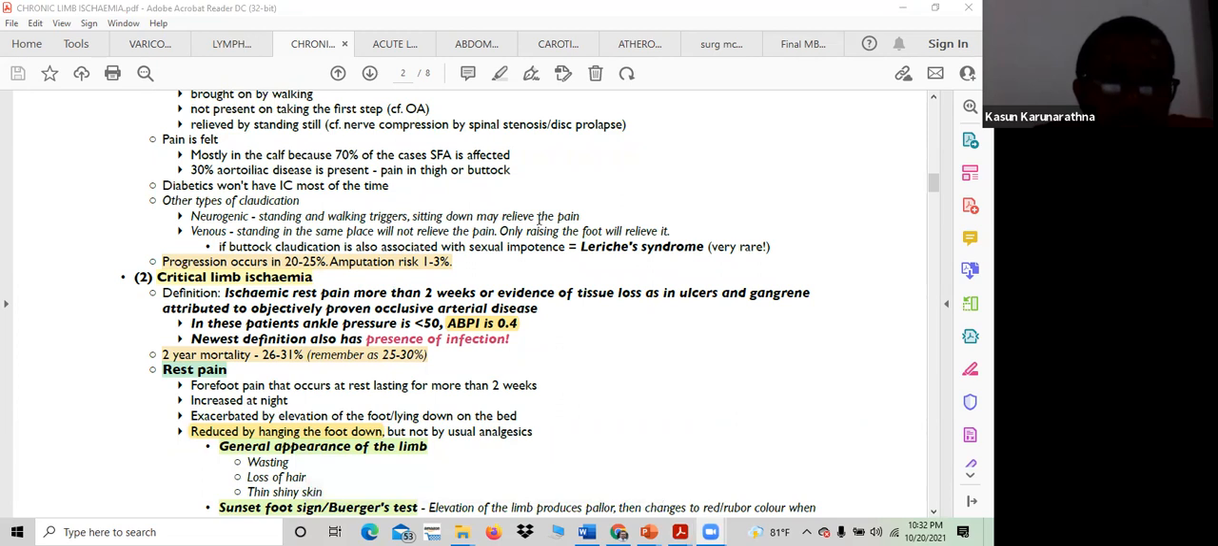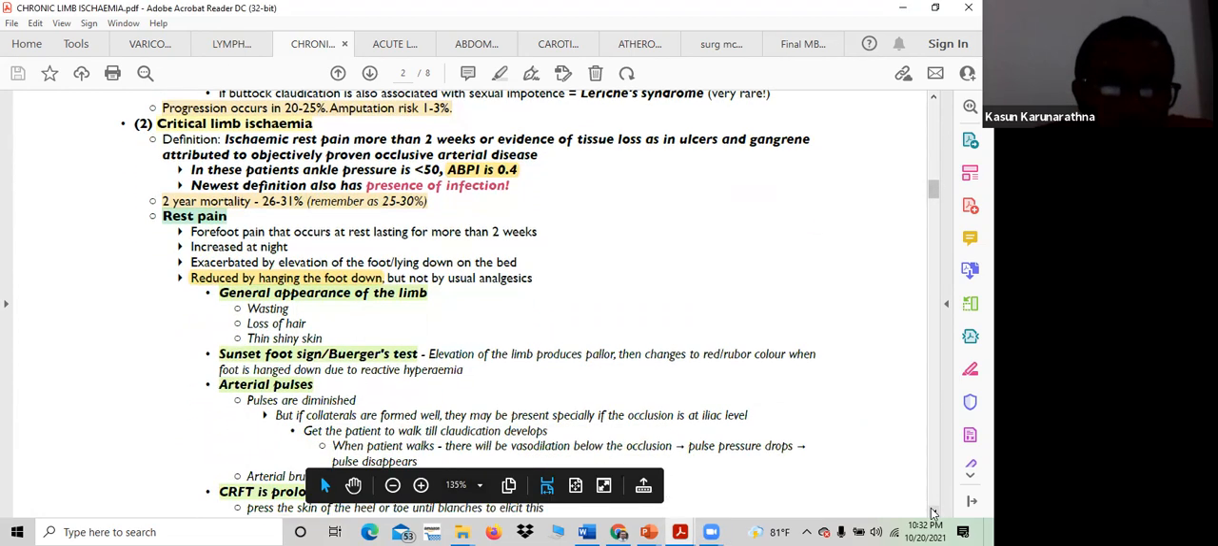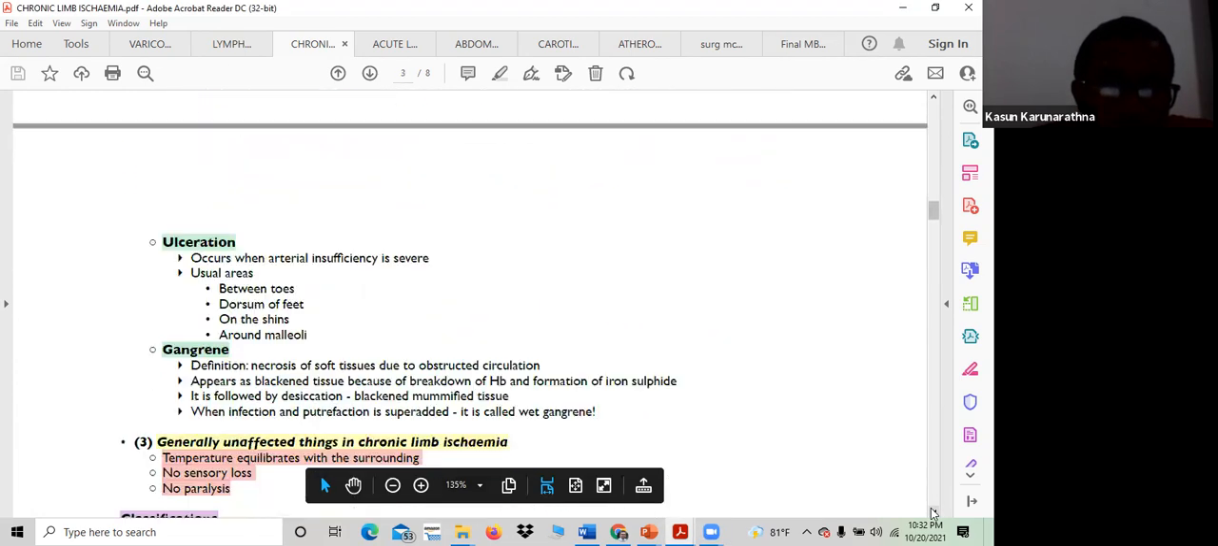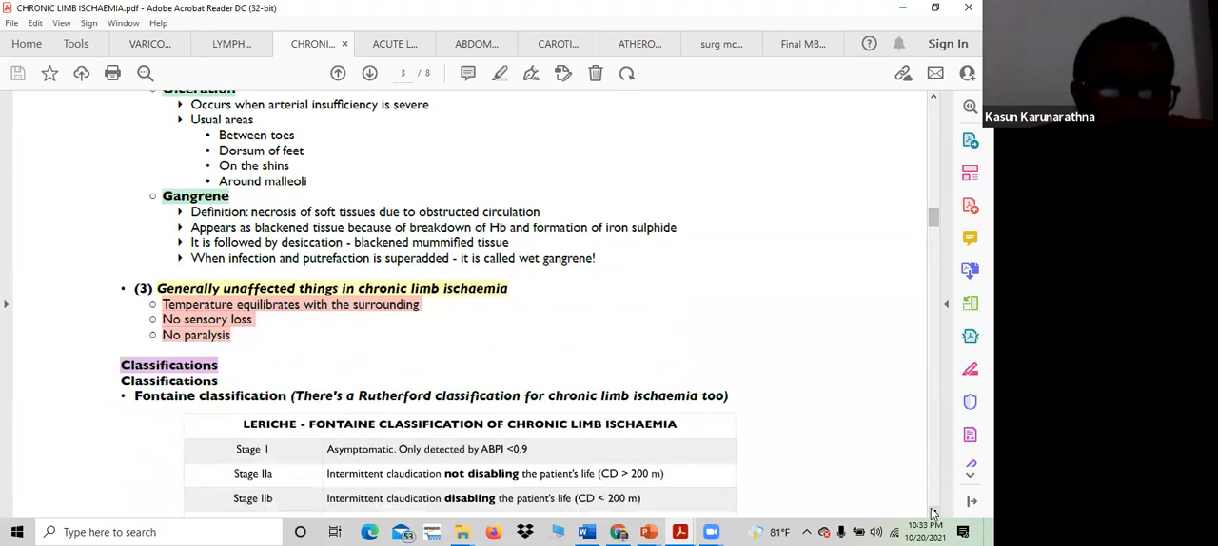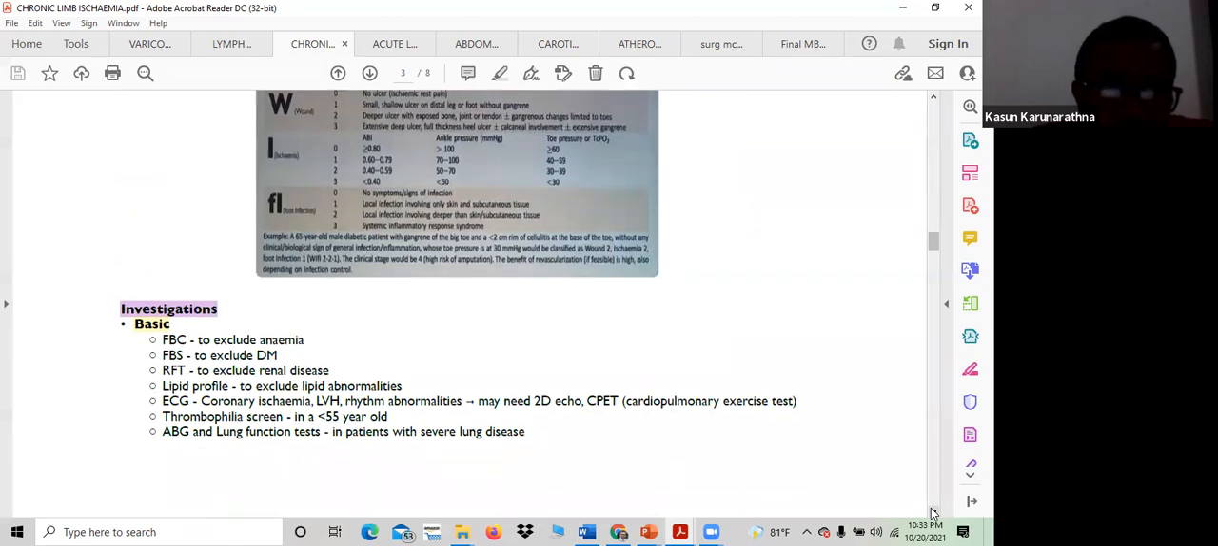Standing and walking trigger it, sitting down may relieve. We have described critical limb ischemia and rest pain, and classification, investigations.